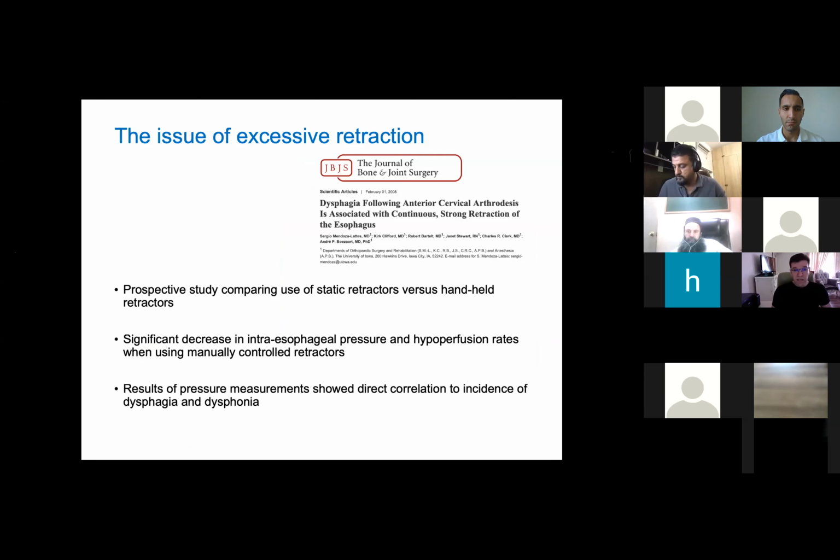And the issue of excessive retraction is something that's extensively discussed in publications, and they showed a significant decrease in intraosseous pressure and hypoperfusion rate when using manually controlled retractors rather than the other retractors. So it will affect both the dysphagia and dysphonia occurrence rate.